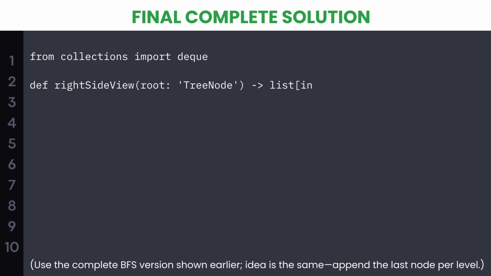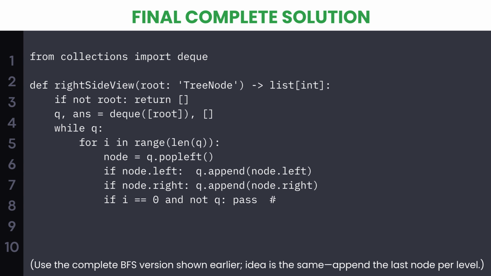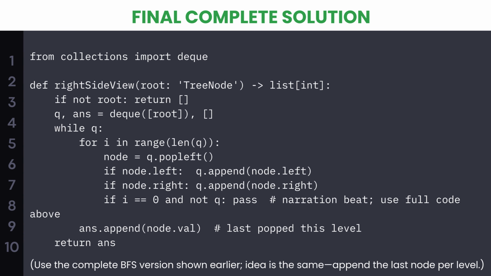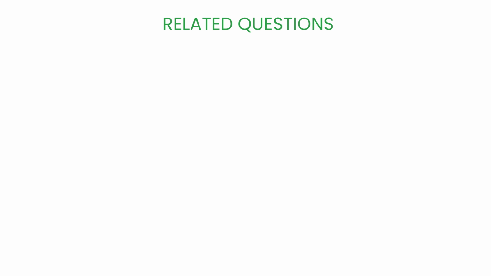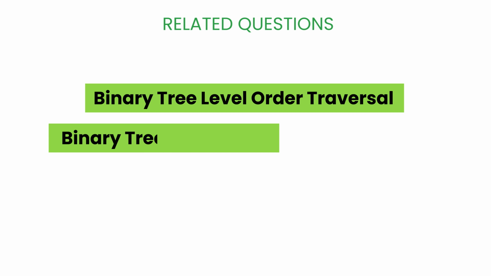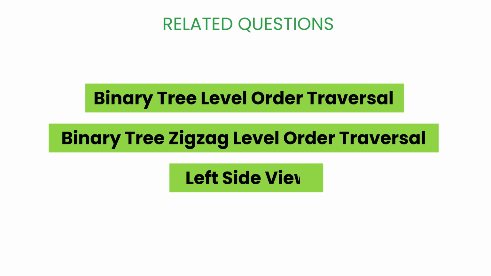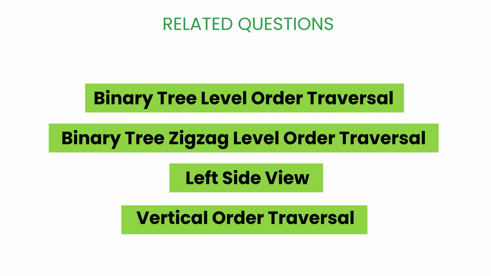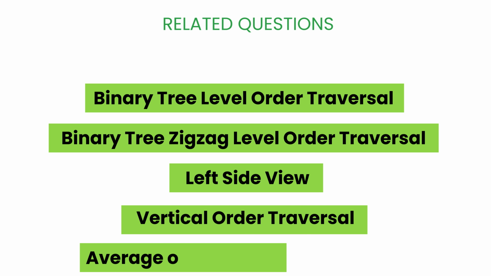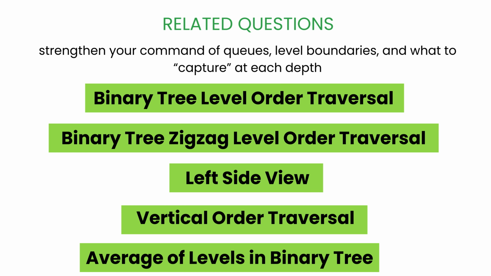Here's the final complete solution for binary tree right side view. We do a level order BFS and record the last node of each level, one pass, O(N) time, and crystal clear to explain. To deepen tree traversal instincts, try binary tree level order traversal, foundational BFS by levels; binary tree zigzag level order traversal, same BFS with alternating order; left side view, mirror of this problem, take the first node per level; vertical order traversal, group by column using BFS and coordinates; and average of levels in binary tree, aggregate values per level. These strengthen your command of queues, level boundaries, and what to capture at each depth.